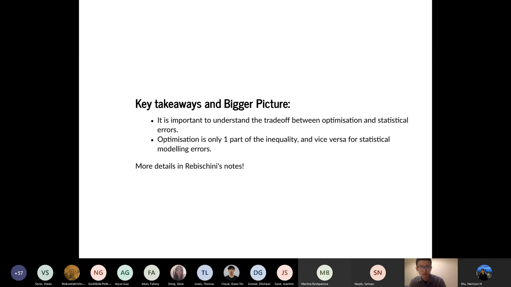So to briefly summarize, it's very important to think of the trade-off between optimization and statistical errors, which are basically the two points that Harrison just mentioned. We need to basically try to minimize both of these. And optimization is only one part of the inequality, and vice versa for statistical modeling errors. More detail you can find on this guy's notes online, which I believe Harrison knows more than me. If you go to the next one.